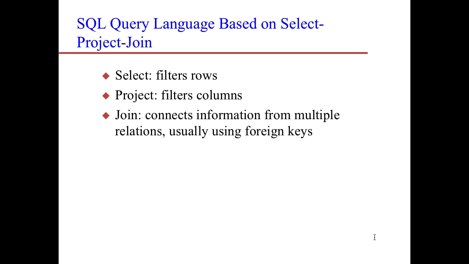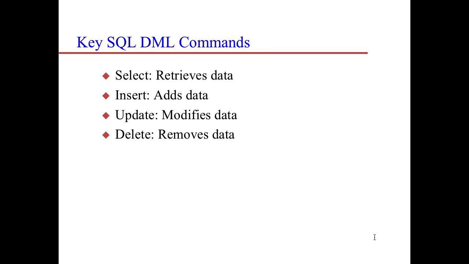So you might only care about the street address for the branch relation and may not care about the other columns. And then join is the way you connect information from multiple relations via foreign keys. So these are the three basic operations that you hear people talk about with respect to SQL databases, or actually any kind of relational database.